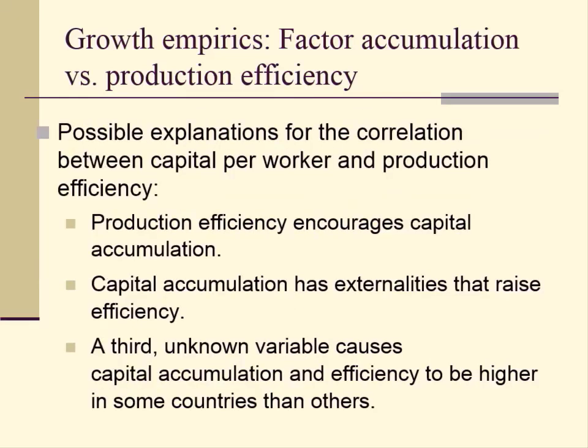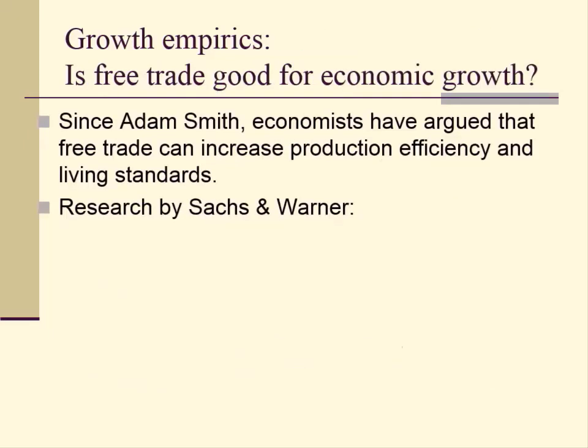There are three possible explanations for the correlation between capital per worker and production efficiency. 1. Production efficiency encourages capital accumulation. 2. Capital accumulation has externalities that raise efficiency. And 3. A third unknown variable may cause capital accumulation and efficiency to be higher in some countries than others.